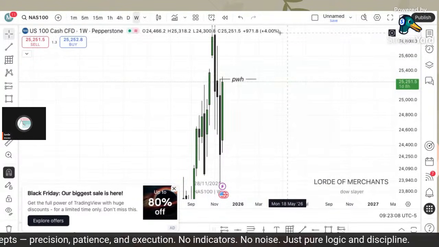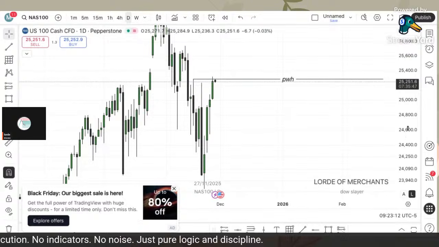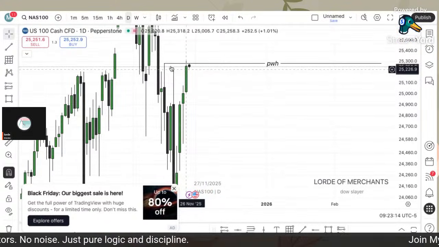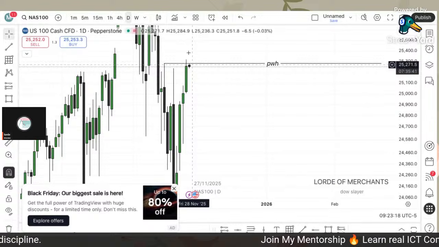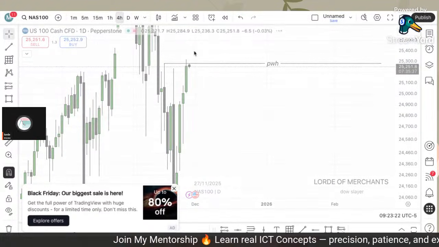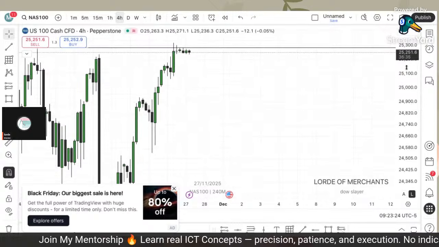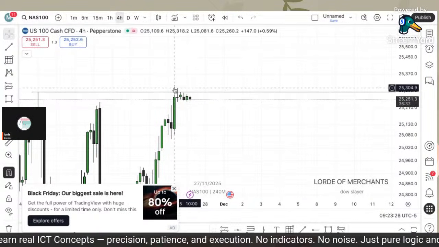So coming to daily time frame, let's look for buyers on daily. Daily gives us a story of bears and bulls, but now we have taken out a high inside a fair value gap. That is why you can see this candle is attempting to go down. On 4 hours time frame, you can see there is a bit of consolidation around here, and the high was taken out.